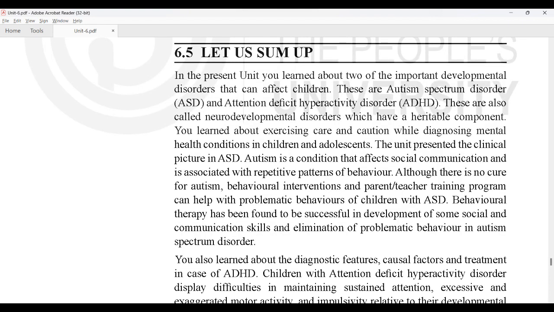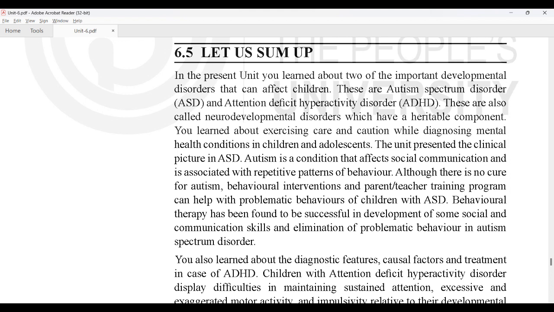6.5 Let us sum up. In the present unit you learned about two of the important developmental disorders that can affect children. These are autism spectrum disorder, ASD, and attention deficit hyperactivity disorder, ADHD. These are also called neurodevelopmental disorders, which have a heritable component. You learned about exercising care and caution while diagnosing mental health conditions in children and adolescents.